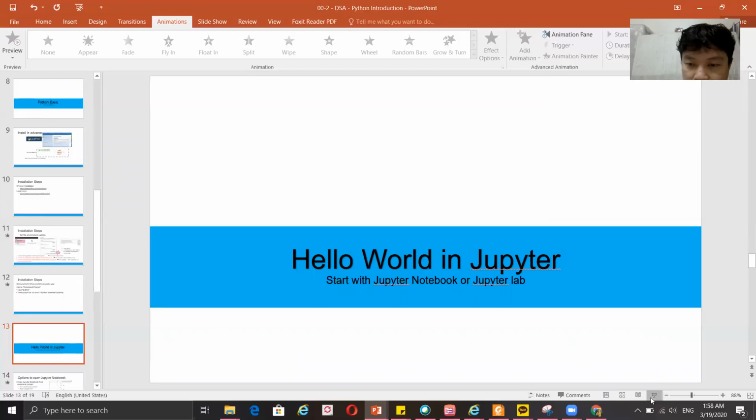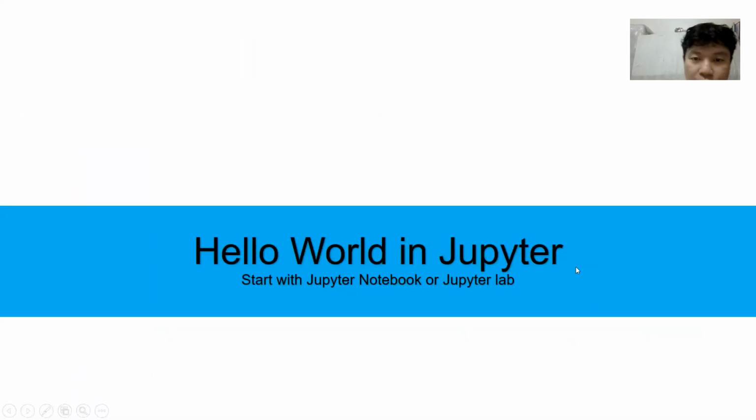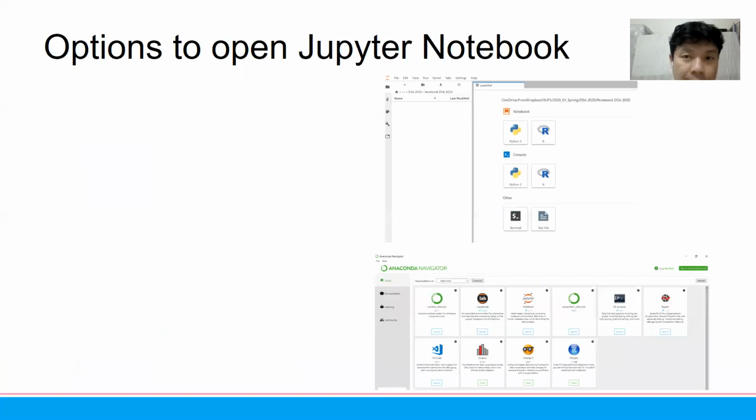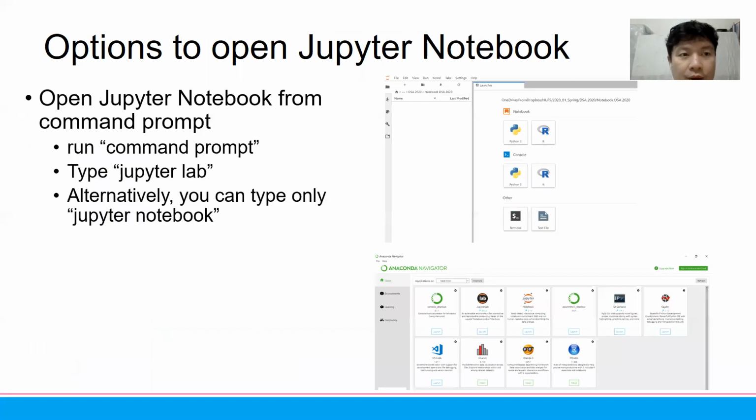For the next step, let's start with Jupyter. How can we make a new program with the Jupyter Notebook? Start with Jupyter Notebook or Jupyter Lab. As I explained to you, Jupyter Lab is the next generation of Jupyter Notebook. You can use either one, but this is the example of Jupyter Lab. If you want to open your Jupyter from the command prompt, run the command prompt and type Jupyter Lab, or alternatively you can type only Jupyter Notebook.